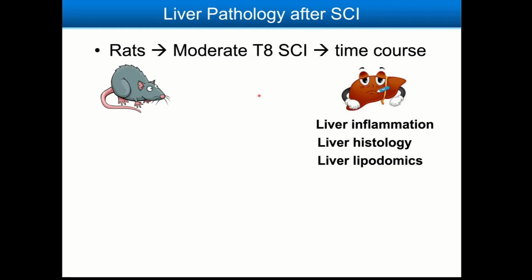So I wanted to follow up on this a little bit more. We know the liver is one of the most important organs in the body. It's the largest organ in the body. It's important for a plethora of functions in our body. And if the liver is not functioning properly, that could be a major problem for individuals with spinal cord injury. So we decided to initially do a time course study to look at the liver after injury to see when things are changing and how long it's lasting.